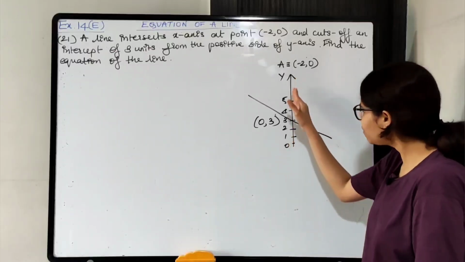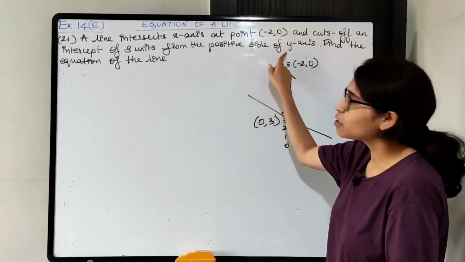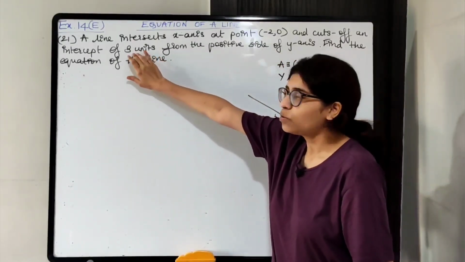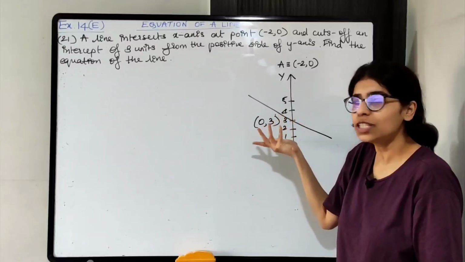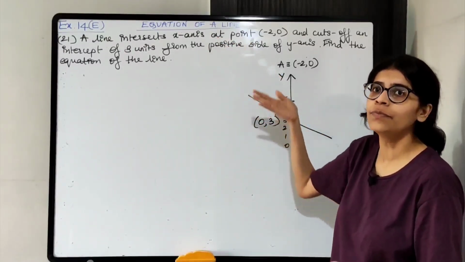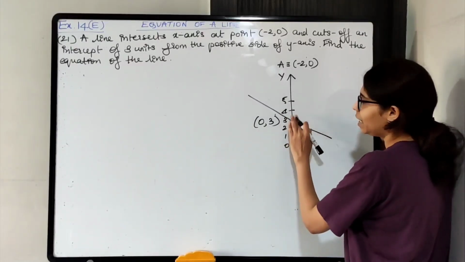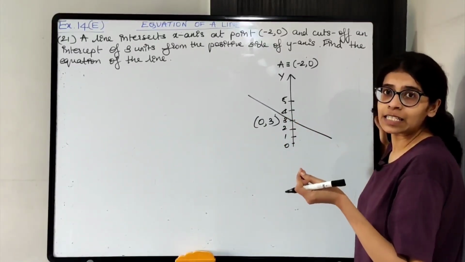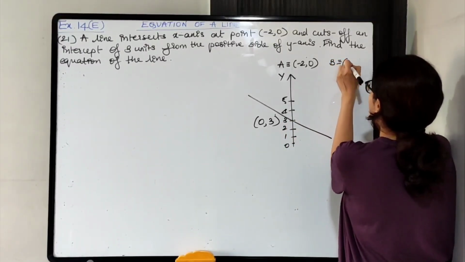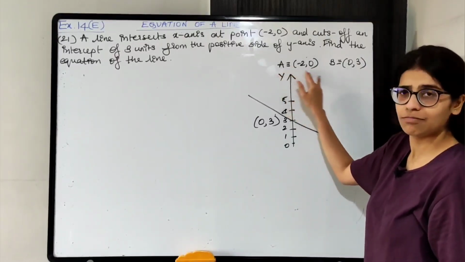Okay, so you don't even need to draw this, just write it down. Cutting the y-axis means the x coordinate will be 0, and whatever units are mentioned, write those. Just make sure that you are reading it carefully. Is it positive or negative? If positive, it will be plus, if negative, it will be minus. Okay, so let the point where it is cutting y-axis be B. So let this point be B and it will be 0, 3. We have to find the equation of this line.